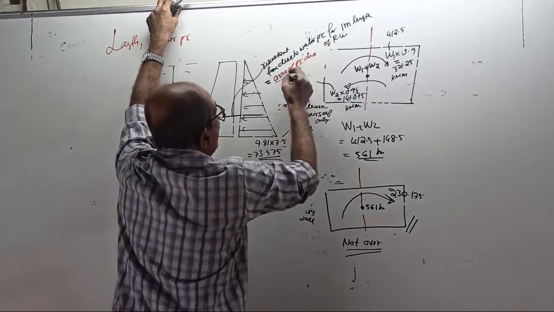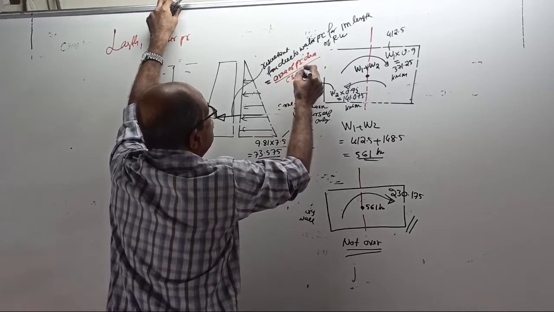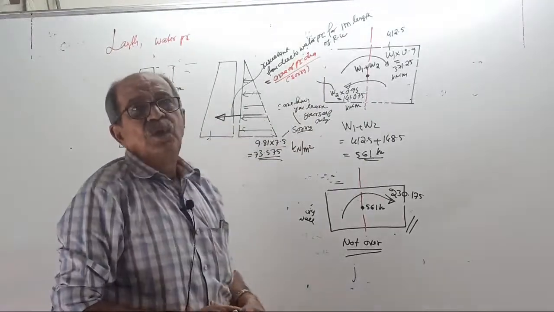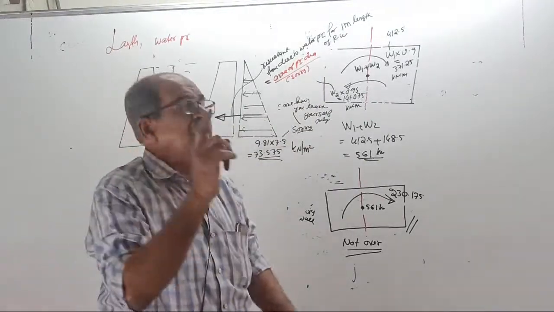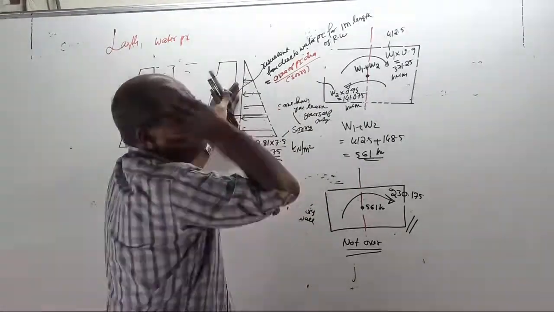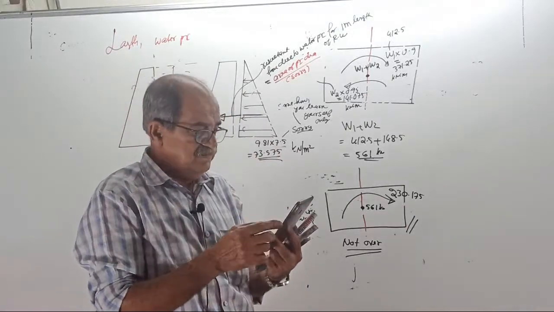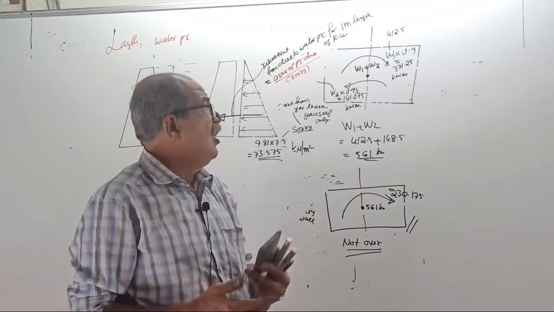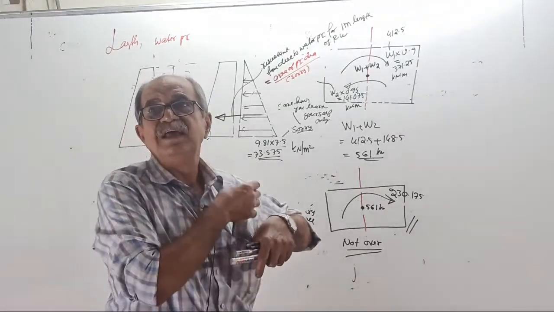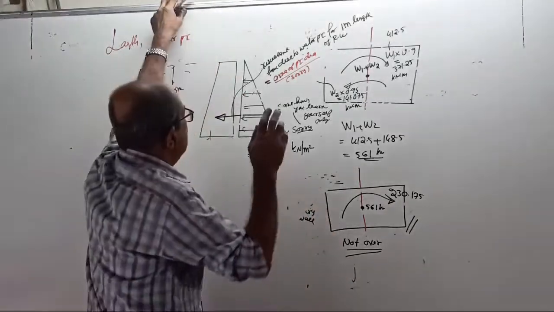Pressure diagram. Remember, only when you consider 1 meter length, the resultant force equals the area of the pressure diagram. Clear or not clear? See correctly, I will tell you why.